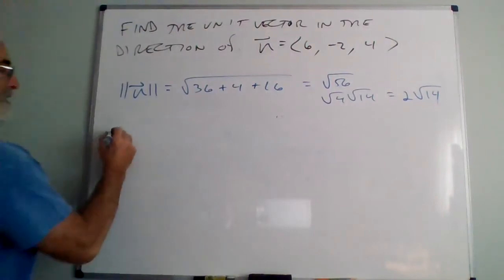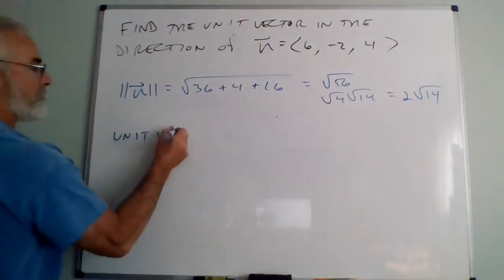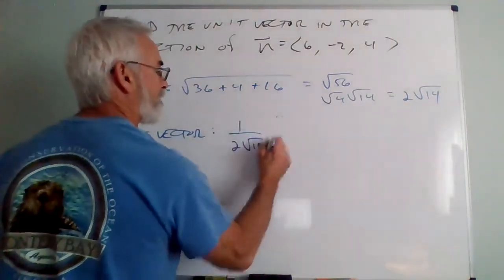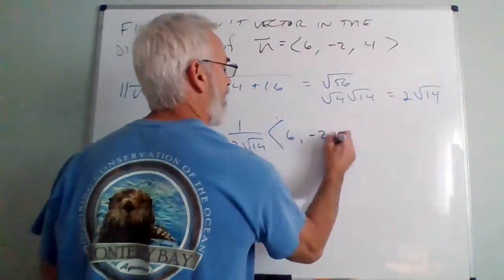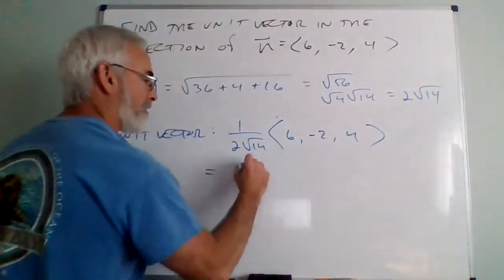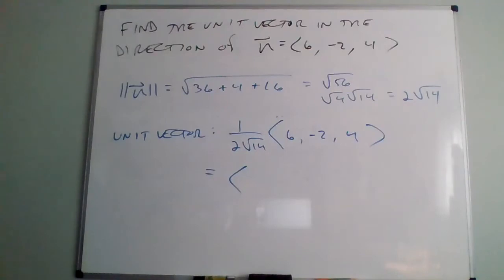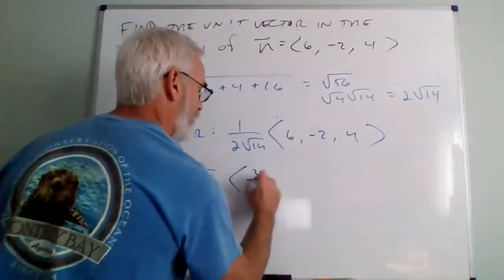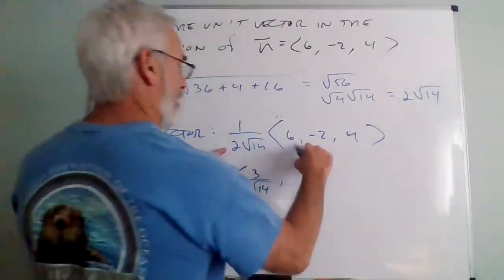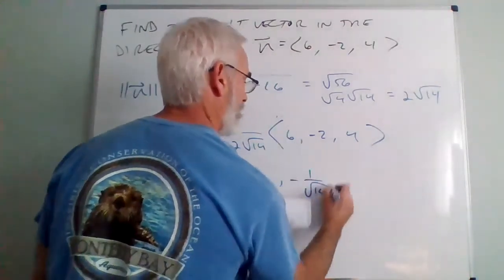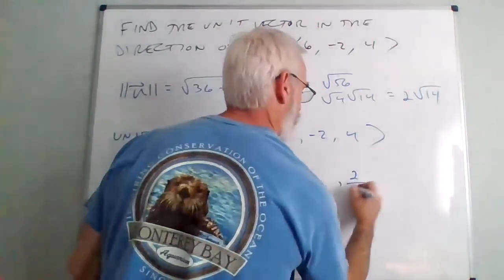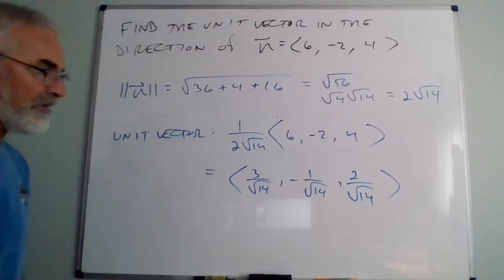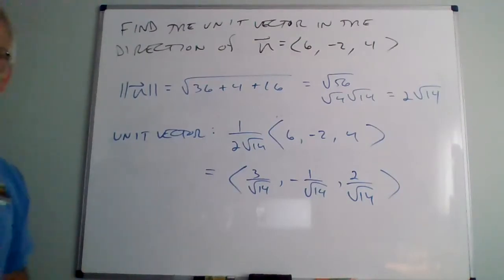So now what is my unit vector? It's 1 over 2 root 14 times 6, negative 2, 4. Now, I'm just going to multiply that in. Well, let's see. I can do a little bit of canceling. So 3 over root 14, negative 1 over root 14, 2 over root 14. Now, since I can't simplify this any further, this is a totally acceptable answer.